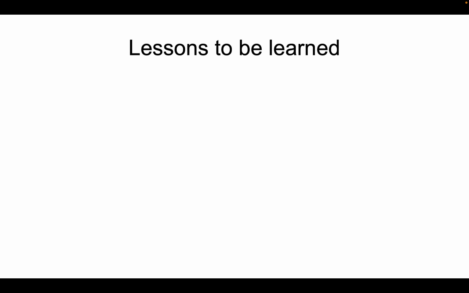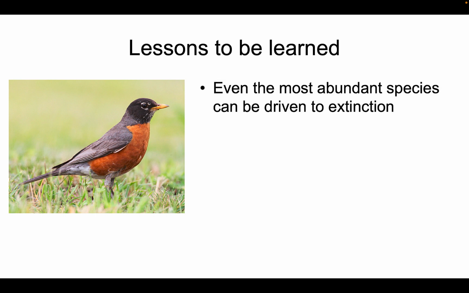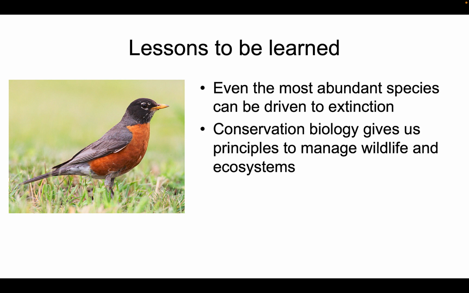So there are some lessons to be learned here, and one of them is that even the most abundant bird species can be driven to extinction. And even the most abundant species we see on our planet, like the squirrels we see on campus or the American robins, might be driven to extinction if humans aren't careful about the way they manage resources.